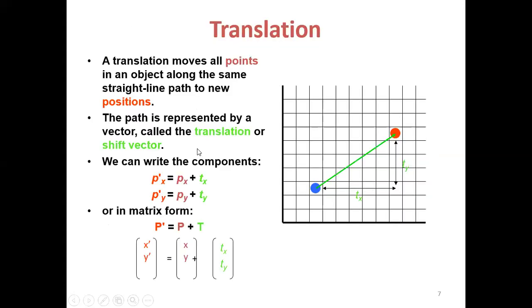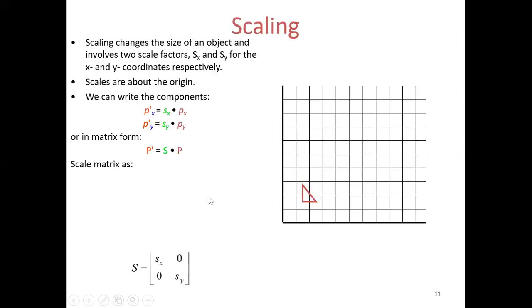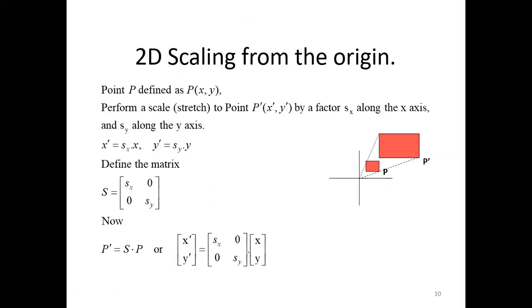In translation, what we did was add tx and ty. In case of scaling, we will not add Sx or Sy, we will multiply with Sx and Sy. So this is the matrix. We have Sx and Sy, and then we have 2 zeros in the corner. Why do you have 2 zeros? I said in the last class, this is associated with RC, row column, and so on.